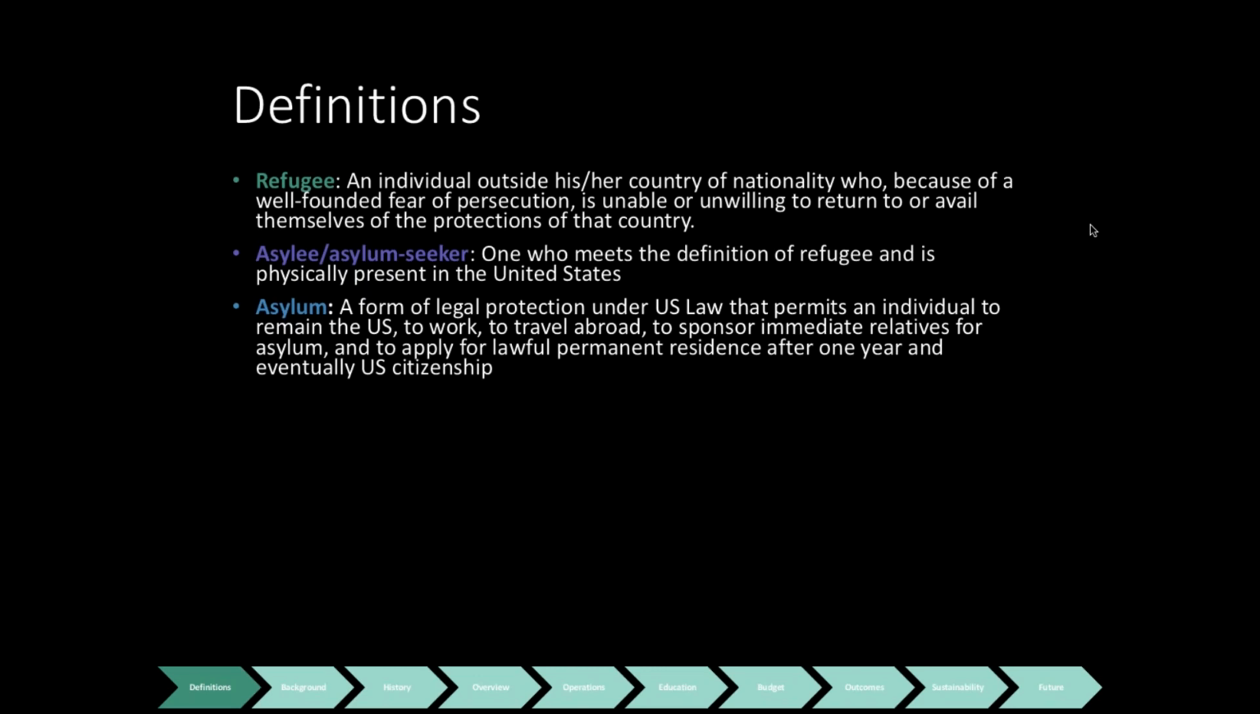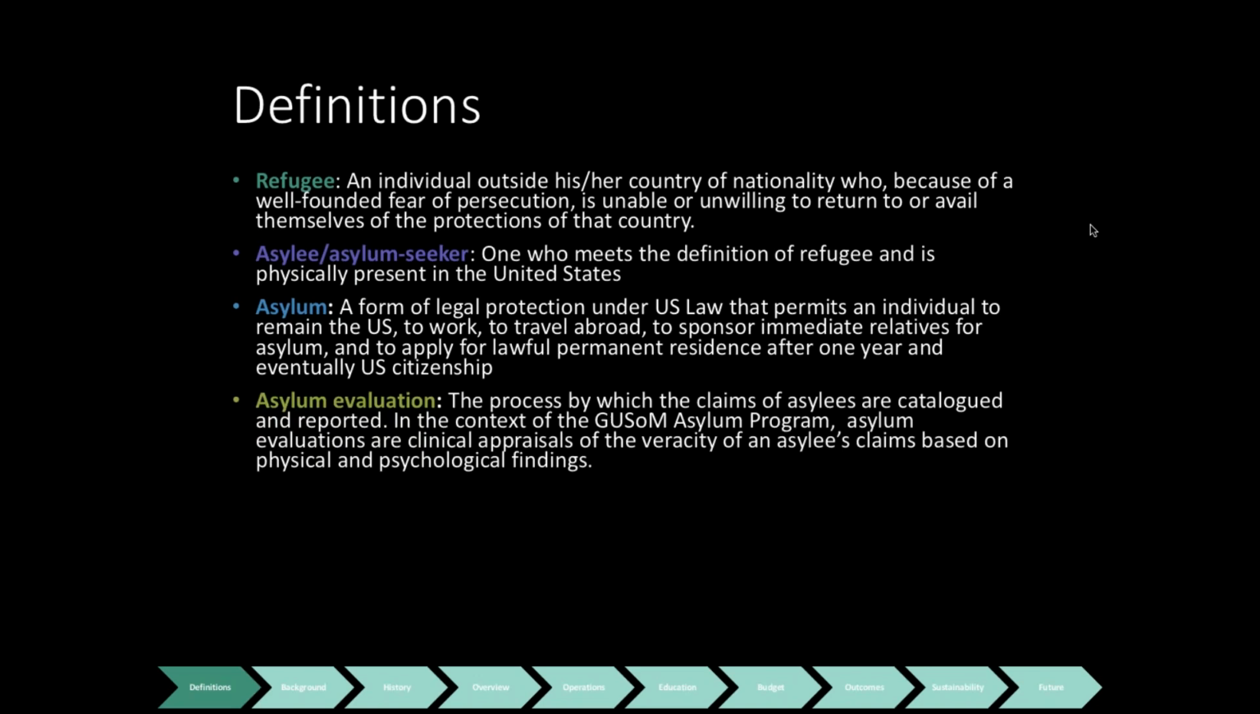Asylum itself is actually a legal definition. It's a form of protection under U.S. law that permits an individual who is granted asylum to work, to travel abroad, to sponsor immediate relatives, very much similar to citizenship, and then eventually to apply for lawful permanent residence or U.S. citizenship. The process of an asylum evaluation is actually a very long legal process wherein the claims of asylees are cataloged and reported. In a broader sense, this is done by the pro bono team working with the asylum seeker to help them move through the process of obtaining asylum.